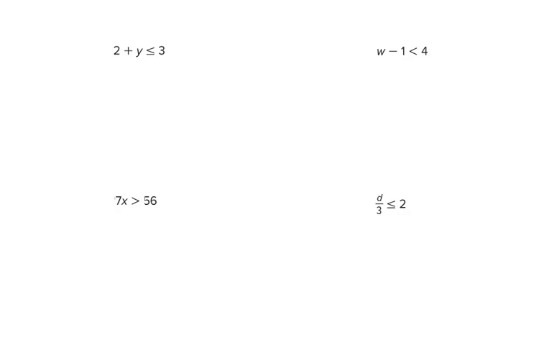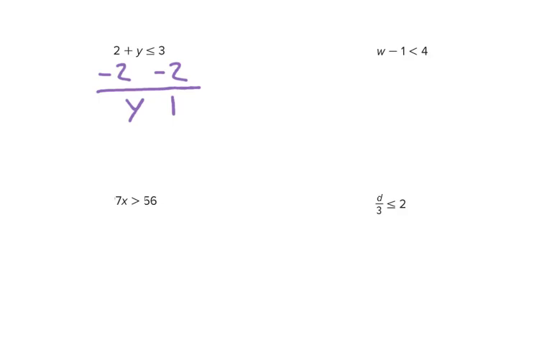So the first one says 2 plus y is less than or equal to 3. So what I'm going to do is, just like I solved the equation, I'm going to isolate my variable by using inverse operations. So I'm first going to subtract 2 from both sides of the inequality. And when I do that, I'm left with y on the left side of the inequality, and I'm left with a 1 on the right side of the inequality.